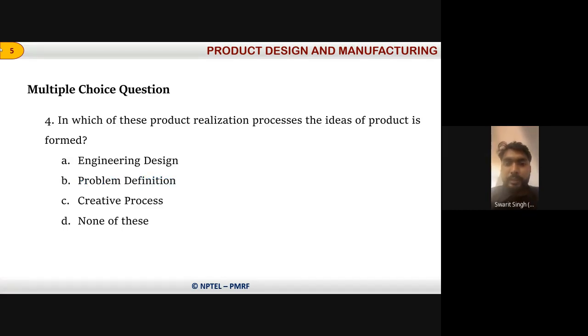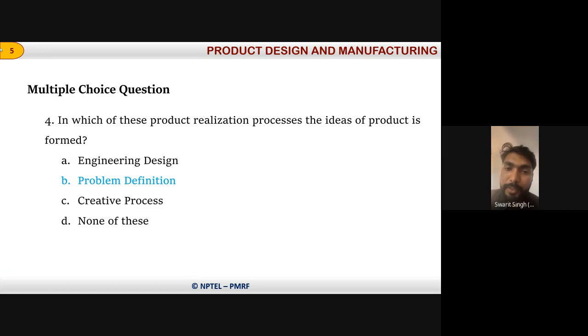So the answer is problem definition, option B. Why option B? The question says, in which of these product realization processes is the idea of the product formed? Where the idea is found, when we talk about problem definition, this is the very first thing: the generation of the concept, or the formulation of the idea or the problem. The problem definition deals with all of this.